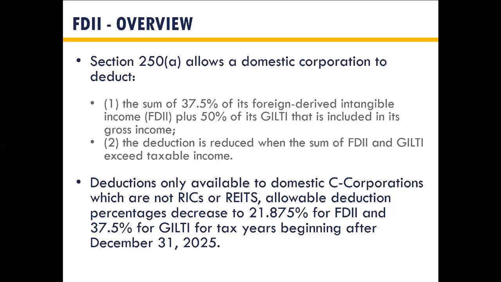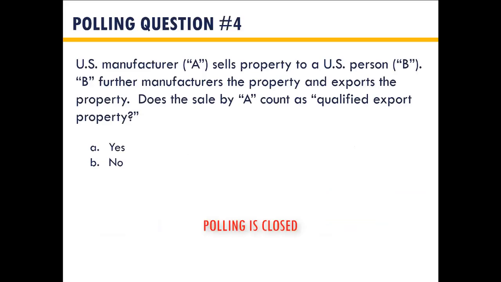As we can see here, deductions are only available to domestic C corporations who are not RICs or REITs. The allowable deduction percentage does decrease in future years down to 21 7/8 beginning after December 31st, 2025. So it's temporarily set at 37.5, so taking advantage of it now would be beneficial.